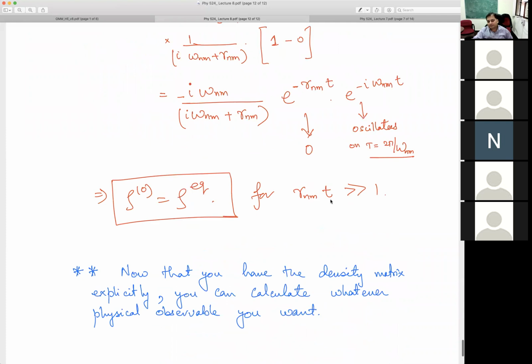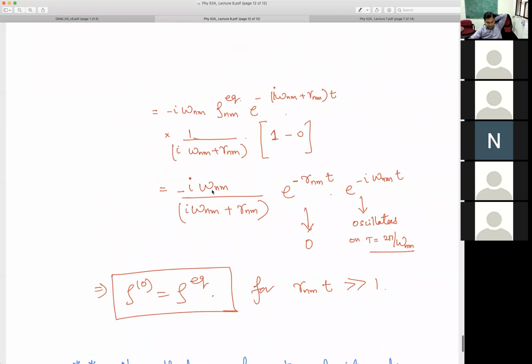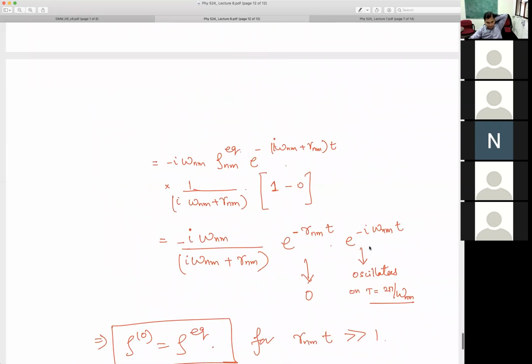That if rho nm t is much larger than 1, then rho 0 has to go to rho equilibrium. And since I know rho equilibrium from some other physics, then I know rho 0, and I'll build on this calculation for rho 1, rho 2, rho 3. And once I have the density matrix, I can calculate any physical observables to whatever order I want. That's roughly the summary of today's lecture, with some goof up here, which I will correct when I upload these notes.